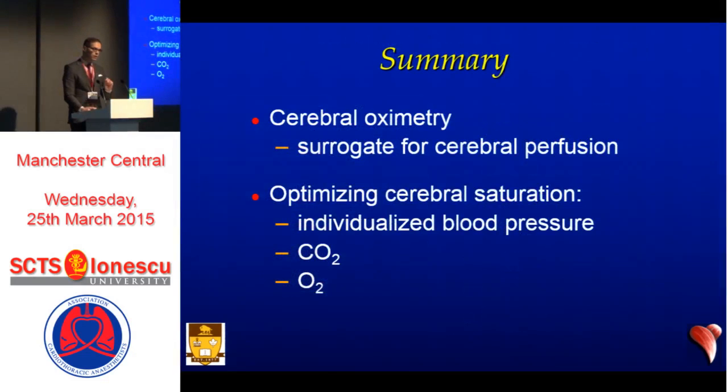So I think cerebral oximetry, which we've heard a lot about already at this meeting, is a very important surrogate for cerebral perfusion. It has some limitations, but if you can understand that for the most part cerebral metabolism is fairly unchanged, then I think it becomes a very good surrogate for cerebral blood flow. And I think optimizing and really individualizing the patient's blood pressure, carbon dioxide, and oxygen levels is critically important to the optimal management of these patients during cardiac surgery.